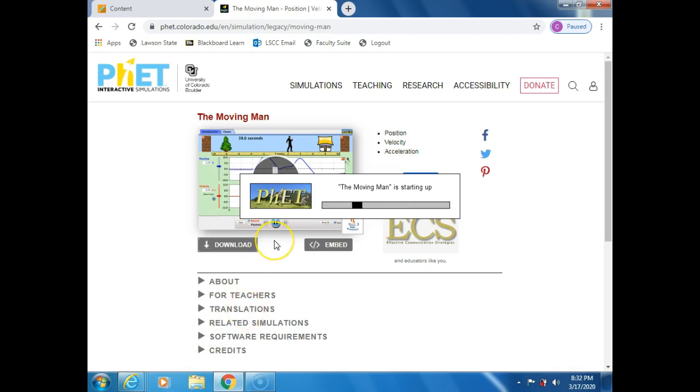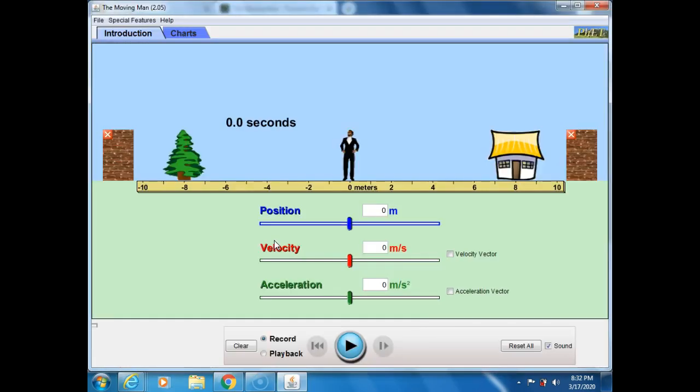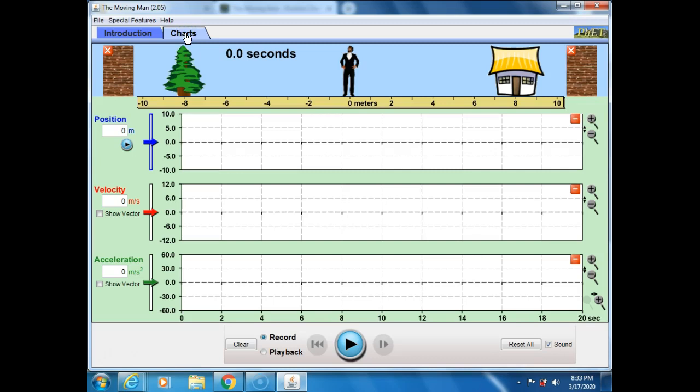Moving Man is starting up. It takes a while for it to get started. Okay, now your computer is probably faster than mine. Okay, this is the introduction, and I go straight to the charts. Okay, so click on charts.